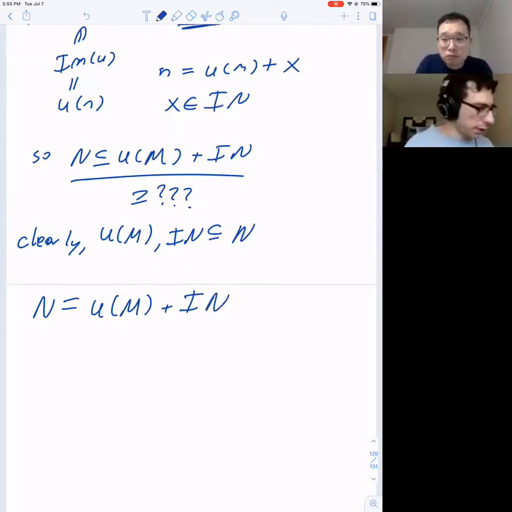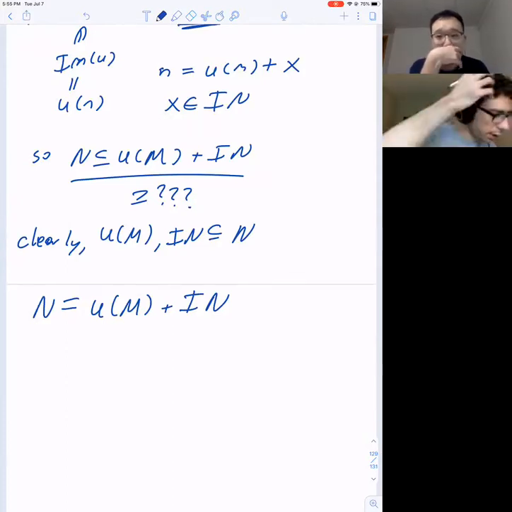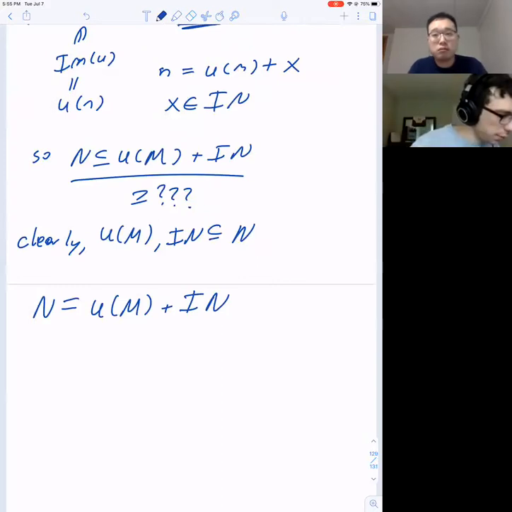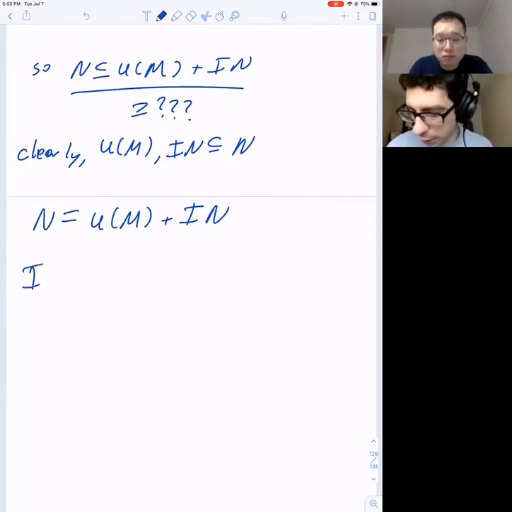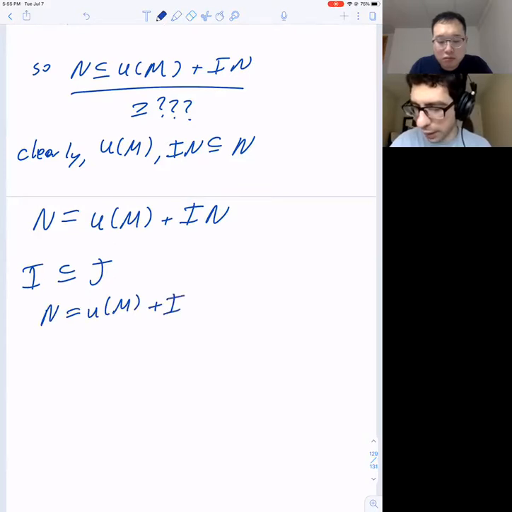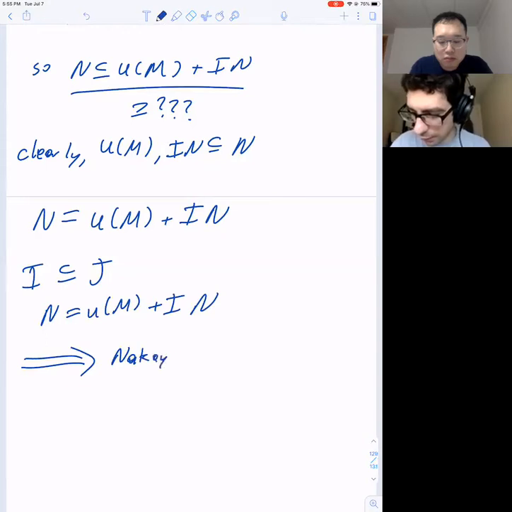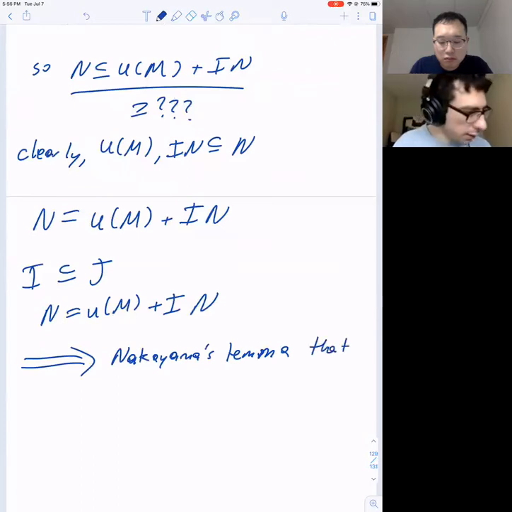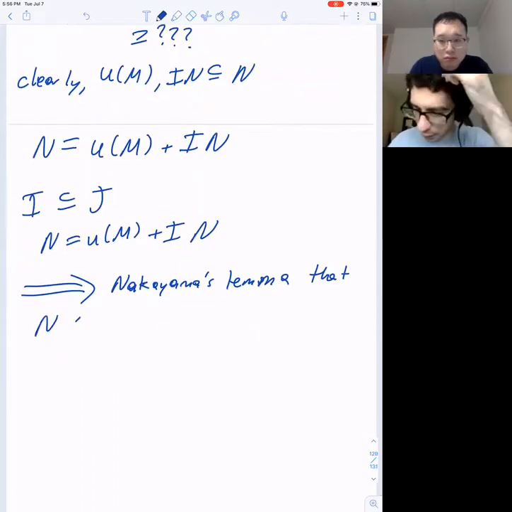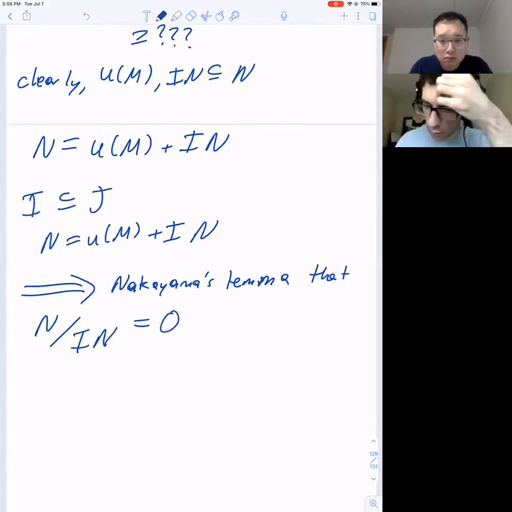Okay, but like I said before, let me just see something. So remember, I is contained in the Jacobson radical, and so that means that N equals U of M plus IN. It implies by Nakayama's lemma that N mod IN equals 0. Actually, no, sorry.